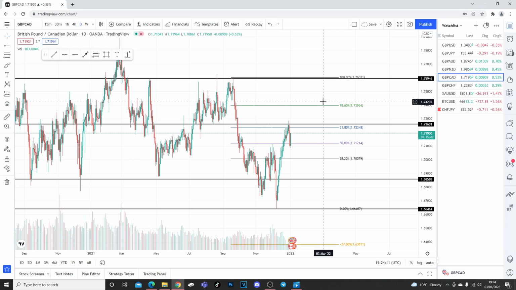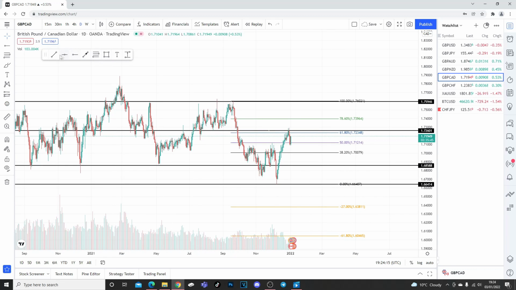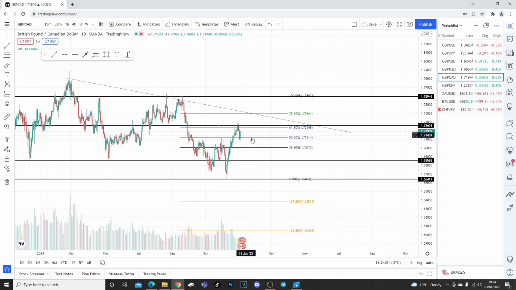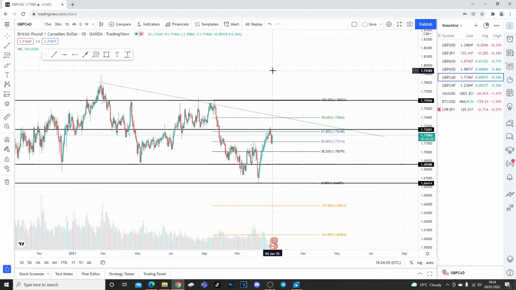Now, once you have done this, you can start looking for things like trend lines. So maybe it's something like that. Before this recent price action here, you would have been thinking, okay, maybe the 78.6 will be a good point for this price to come up to because of this big daily trend line.